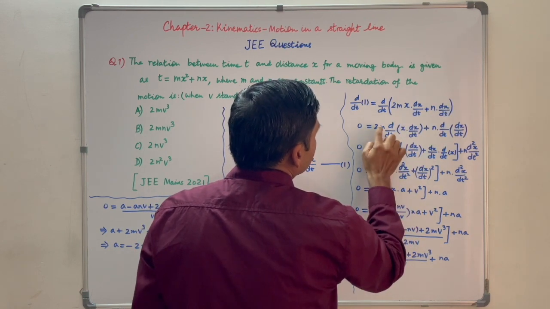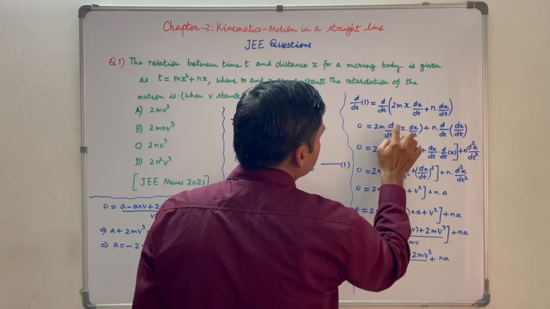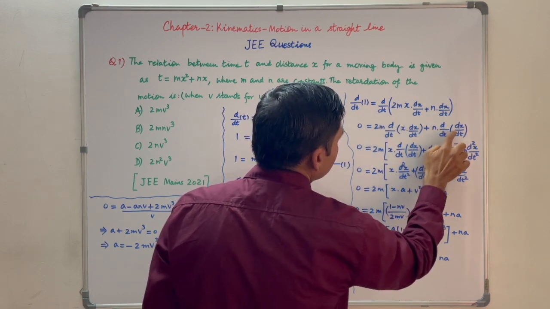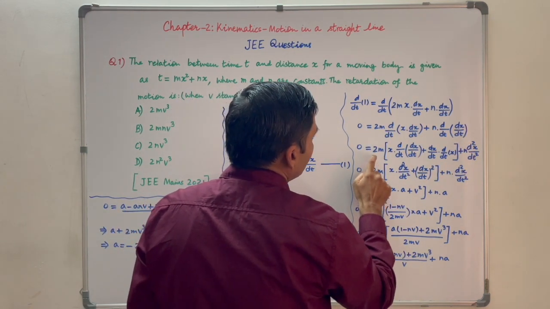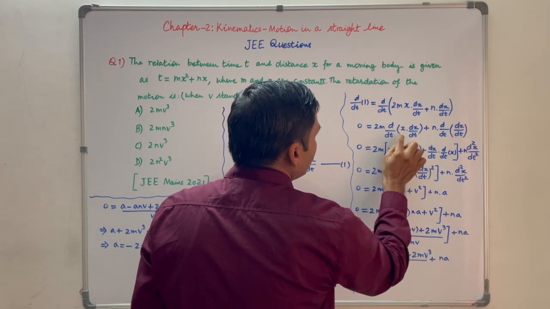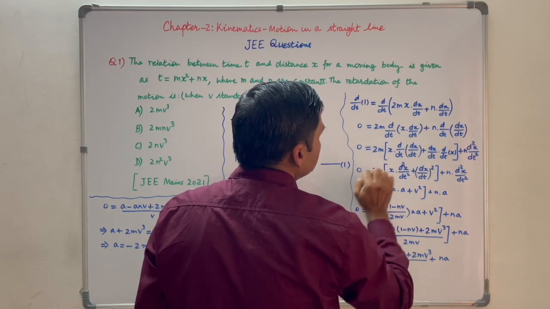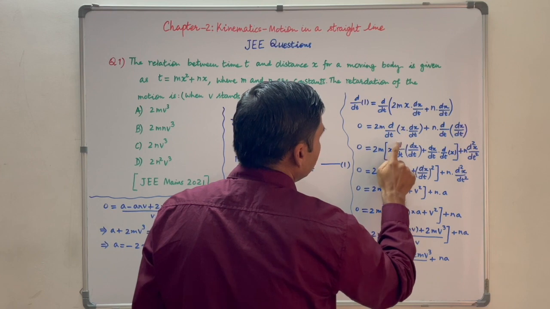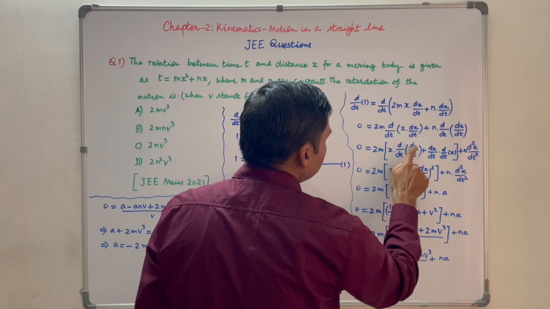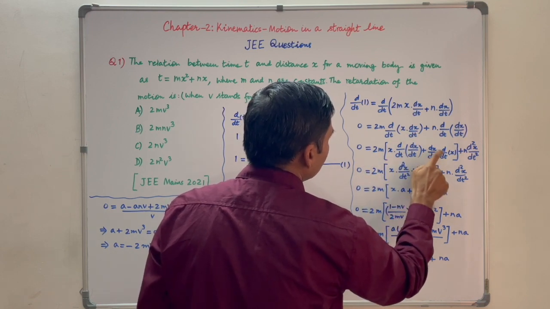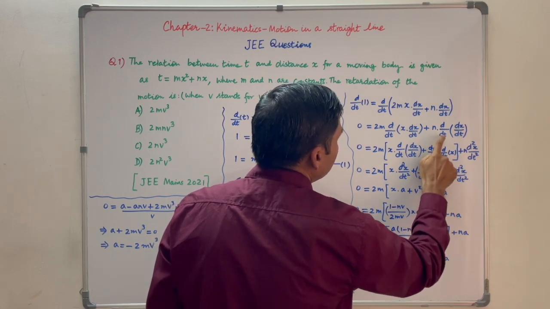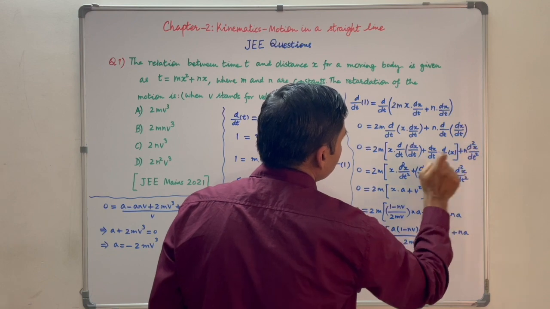now use the distributive property again to open this bracket. So it will be 2m d by dt of x into dx by dt, plus n into d by dt of dx by dt. So it will be 2m into d by dt of this, which can be done using the product rule. Suppose x is the first function and dx by dt is the second function. So it will be first function into differential of second function, d by dt of dx by dt, plus second function into differential of first function, meaning d by dt of x, plus n into d by dt of dx by dt, which is d square x upon dt square.